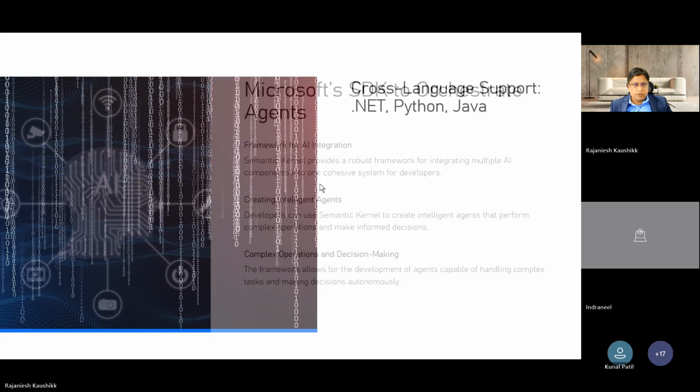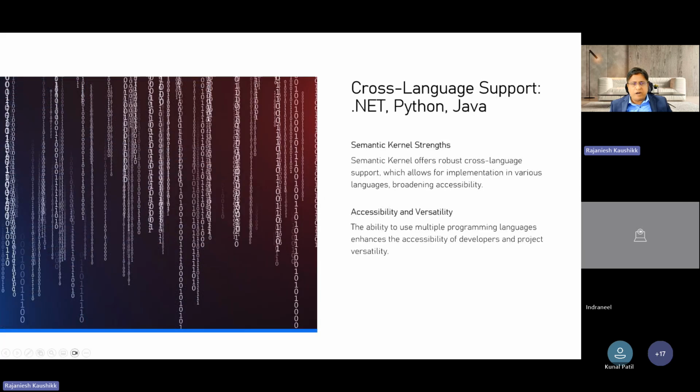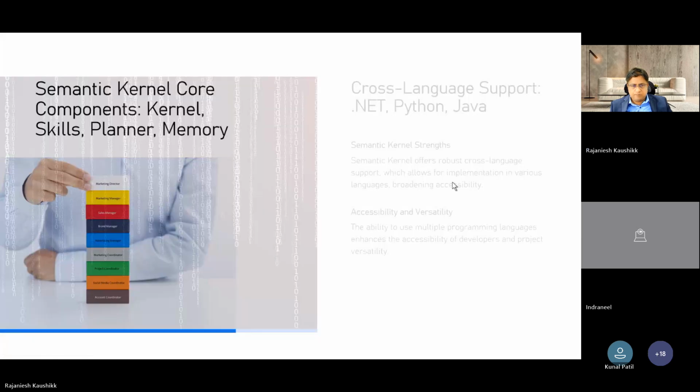Now, what are the other salient features of this framework? First and foremost, it provides cross-language support, which means that if you are a .NET developer, a Python developer, or a Java developer, all these languages are supported by Semantic Kernel. There is a lot of versatility involved in this. And you know that Python is a very, very important language for AI, so obviously it supports Python as well.